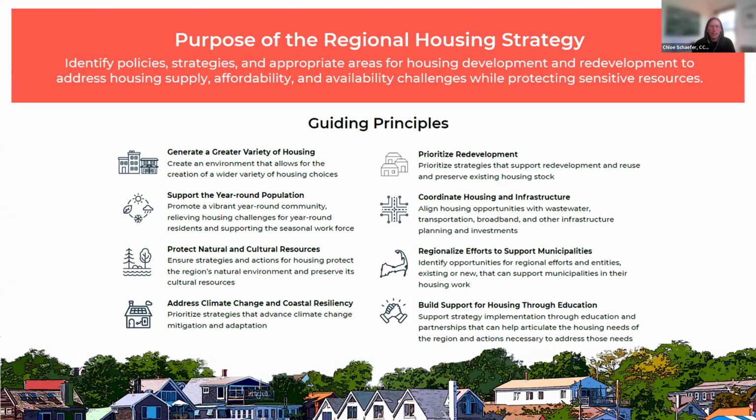And it's grounded in 8 different guiding principles. Not going to go through all of them, but these were certainly really critical as we developed the strategy and perhaps even more critical now as we're implementing it. They include things like generating a greater variety of housing in terms of the types of housing that's available in the region, making sure we're supporting the year-round population. We know they face specific challenges in terms of housing on the Cape, but also prioritizing redevelopment, looking at those areas that are already disturbed and that have development already and how we could more efficiently use those to help address our housing needs.